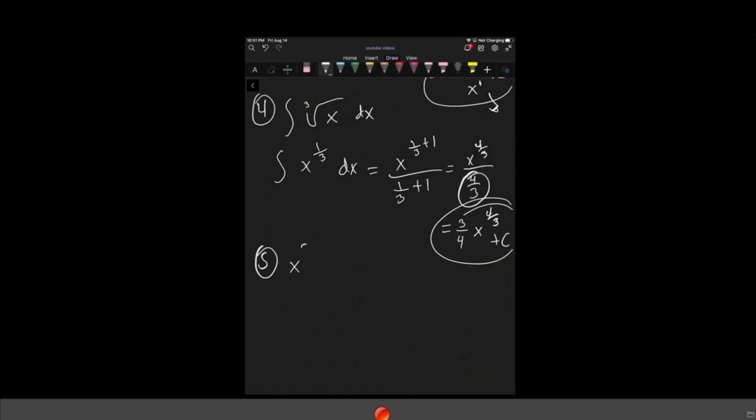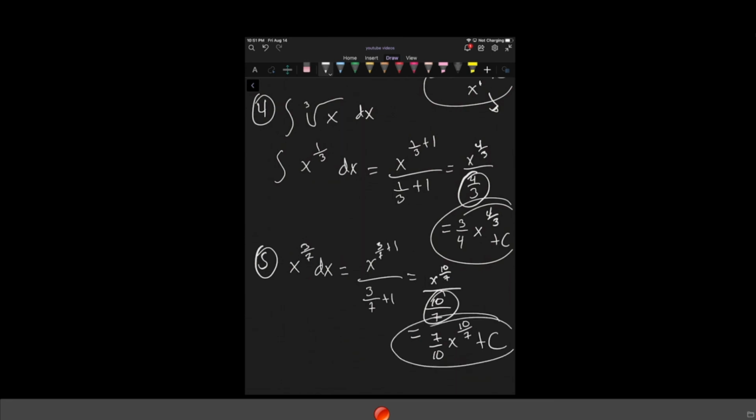Let's do x raised to the 3/7 dx, which is going to be equal, same thing, to x raised to 3/7 plus 1 over 3/7 plus 1, which is x raised to the 10/7 divided by 10/7. Just like our last example, we only have to flip the number in the denominator, and that's it: 7/10 x raised to the 10/7 plus c, and this is the answer.